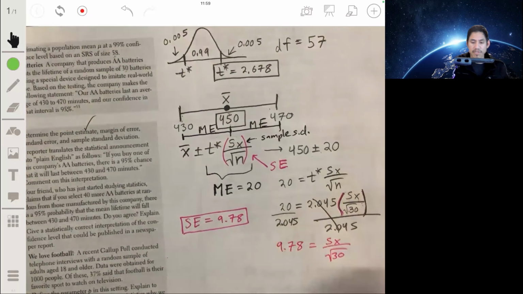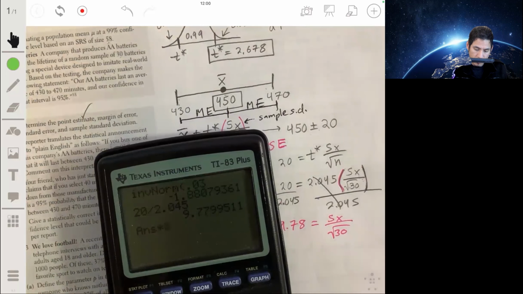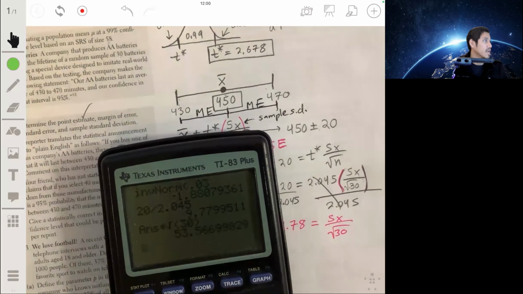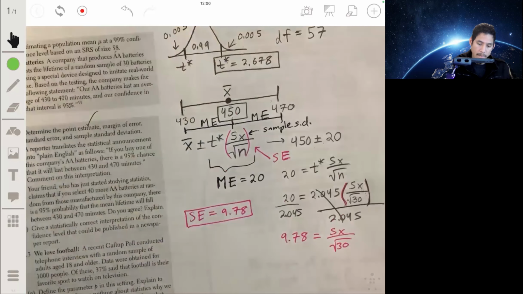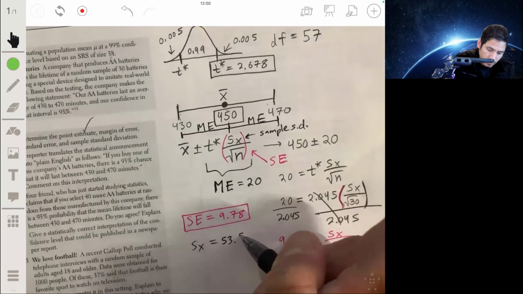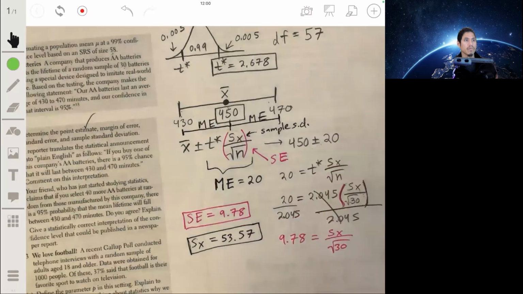So we just multiply both sides by the square root of 30. So 9.78 times the square root of 30, and we'll get about 53.57. All right, there we go.